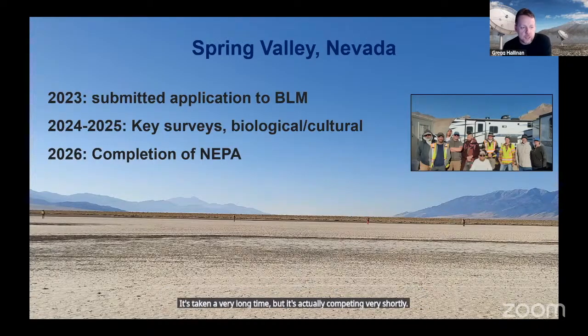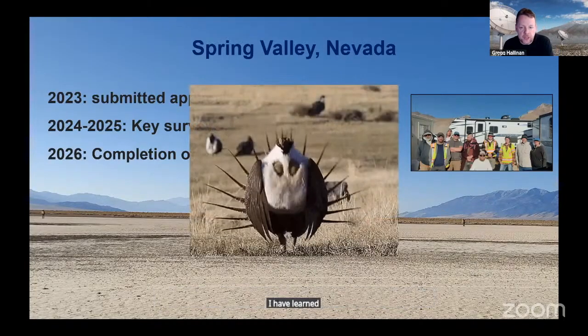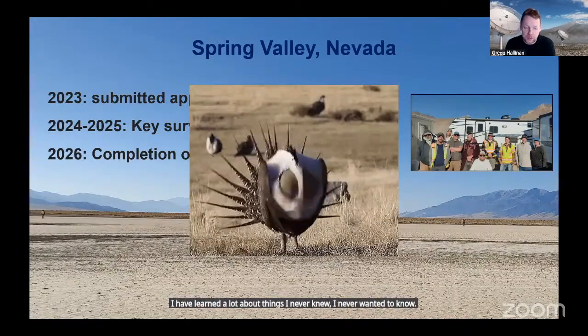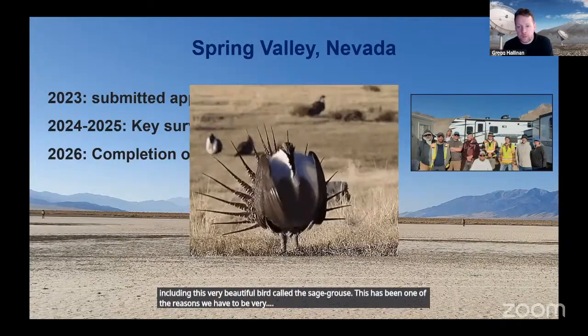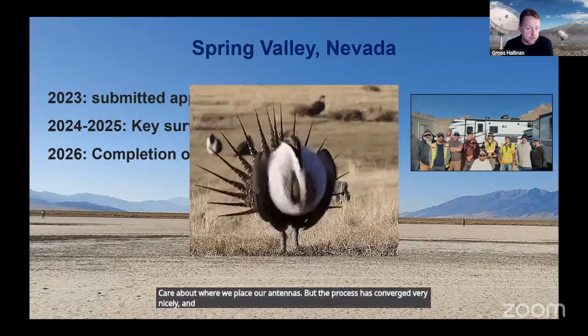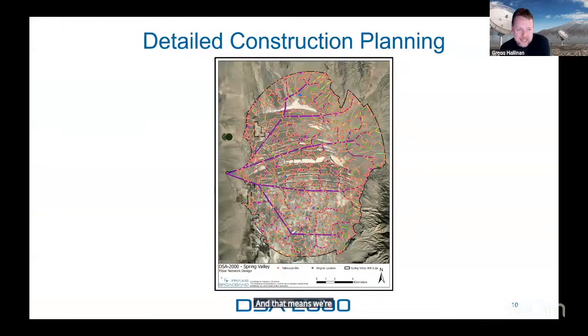And we're looking at trying to complete NEPA by hopefully mid to the third quarter of '26. I have learned a lot about things I never knew and never wanted to know, including this very beautiful bird called the sage grouse. This has been one of the reasons we have to be very careful about where we place our antennas, but the process has converged very nicely and we should be able to begin construction next year. And that means we're now in that detailed construction planning.